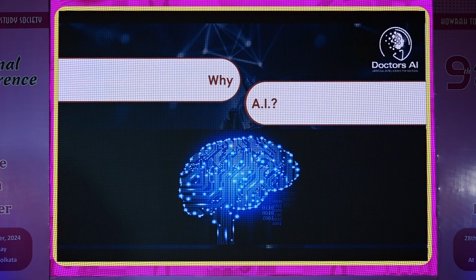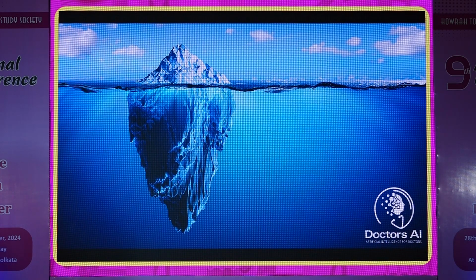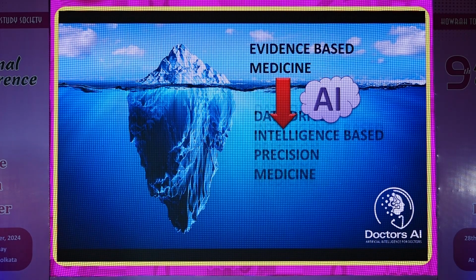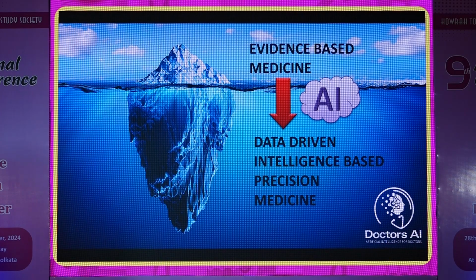Before we go on to that aspect, let's try to understand why we should even think about using artificial intelligence. Well, the reason is very simple. You look at this iceberg here. All that we've been dealing and talking about since morning, even in this conference today, is just the tip of the iceberg. And that is evidence-based medicine. So with artificial intelligence, we are looking at an era, and that's coming very, very soon. It's already there, and we are getting into that phase of data-driven, intelligence-based precision medicine. And that covers the whole of this iceberg, the part of it that we have been missing so far.